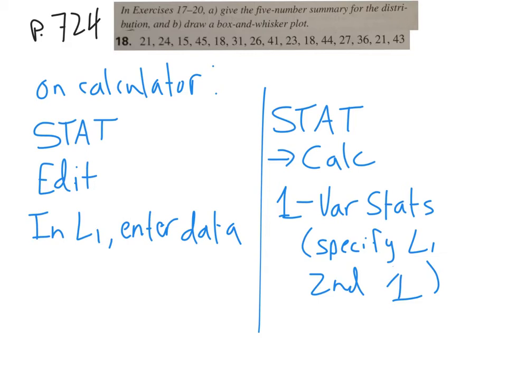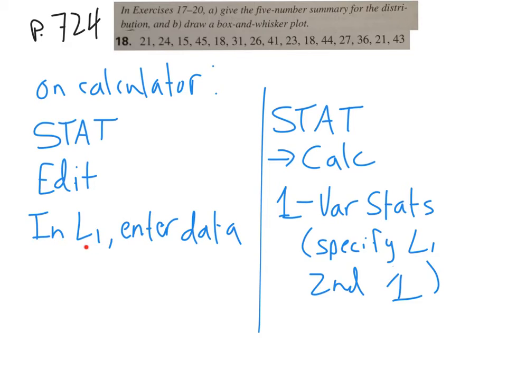Okay, we're going to move on to what's called a 5-number summary and a box and whisker plot. And the way we're going to do this is we're going to use a function on the calculator. So this is on page 724, number 18. I'm going to talk about how to get to this on the calculator first. So on your calculator, you should have a button that says Stat, and you should be able to press Stat and then go to Edit, and then you should have some lists.